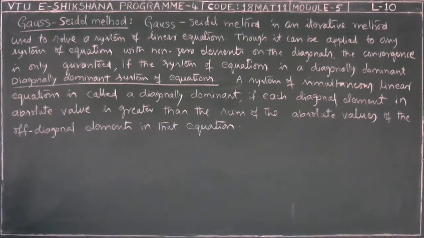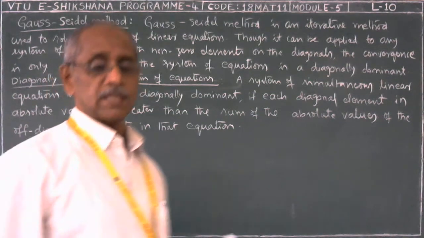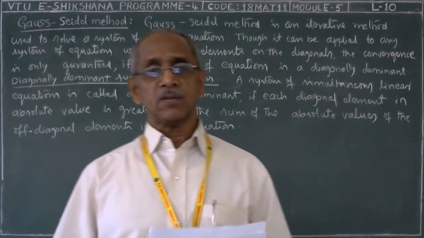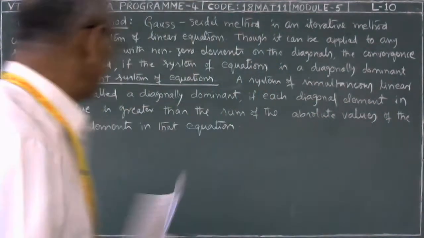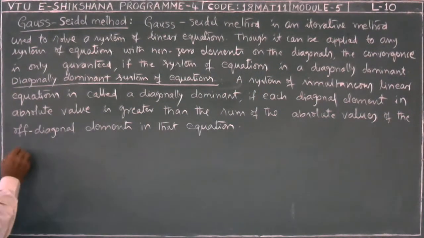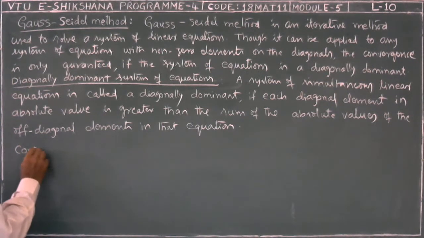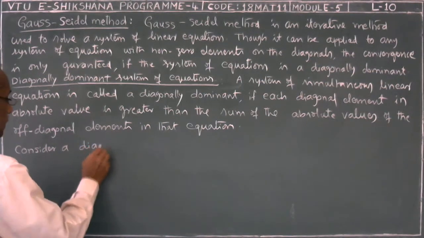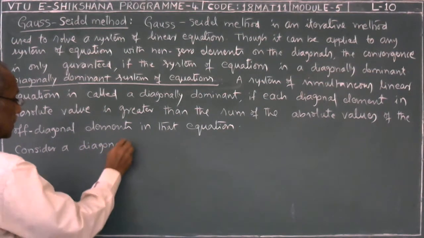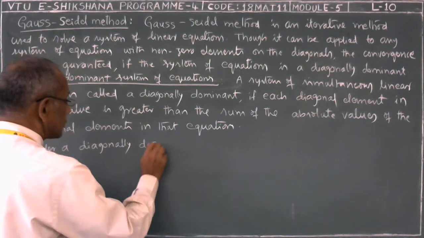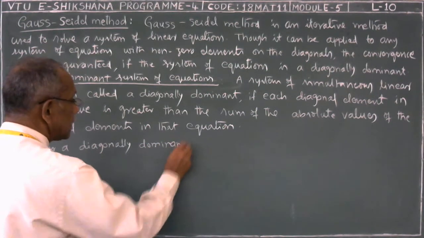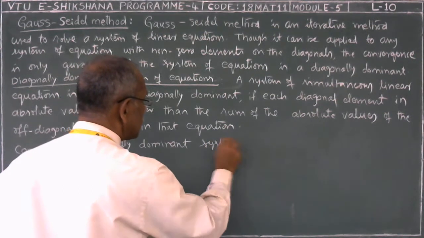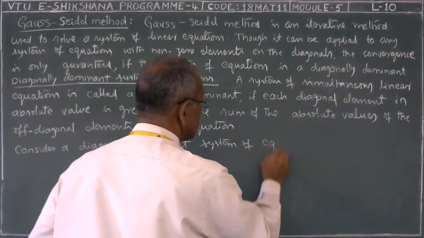Okay, now to explain this Gauss-Seidel iteration method, let me consider a diagonally dominant system of equations in three unknowns.